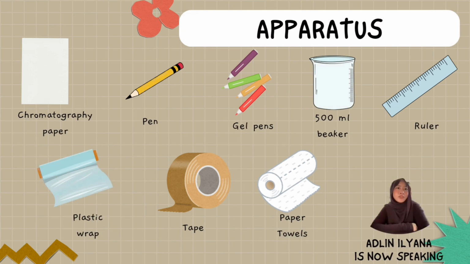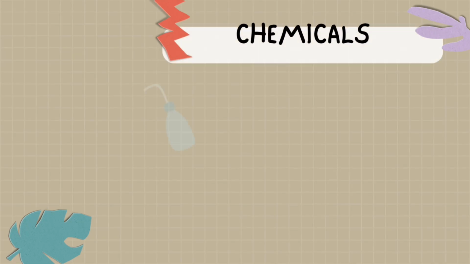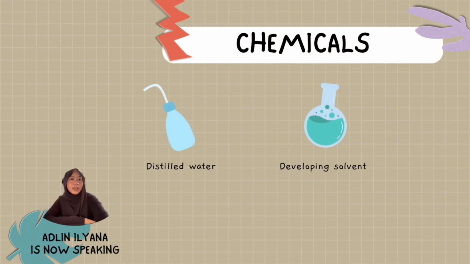The apparatus used for these experiments included chromatography paper, a pencil, gel pens, a 600 ml beaker, a ruler, plastic wrap, tape, and paper towels. The chemical used were distilled water and developing solvent. These were the materials and chemicals needed for the chromatography experiment.